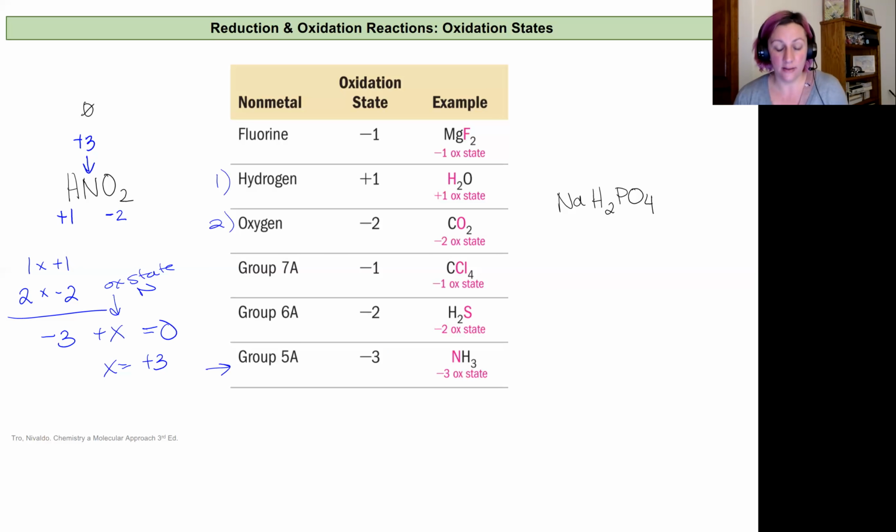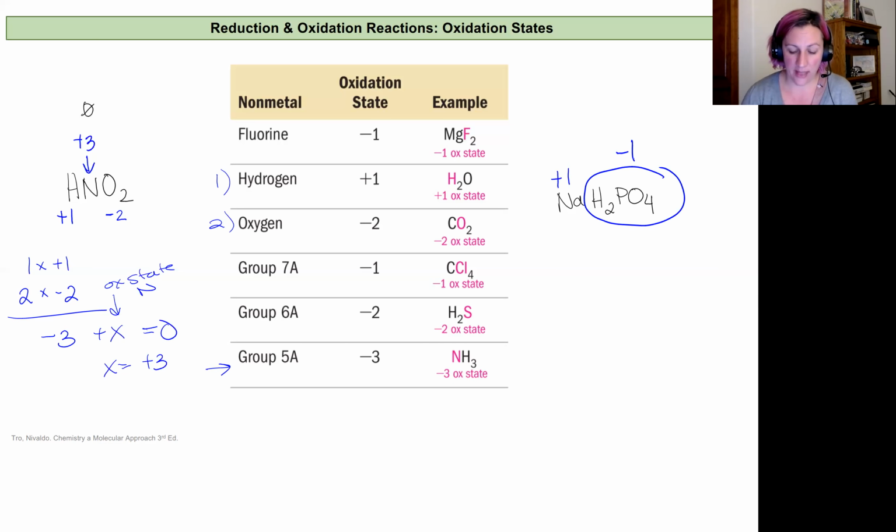This one involves a metal. So we have sodium hydrogen phosphate, and we have a sodium and then this H2PO4. So right off the bat, I'm looking at this, and I'm like, this is an ionic compound because I have a metal and then a pile of nonmetals, and I have a polyatomic ion. So this sodium will be a +1 charge because it's a group 1 metal. And so it also means that it'll be a +1 oxidation state. So I can assign that as +1. Now I know this H2PO4 has to add up to -1 because that's the charge of that polyatomic ion.